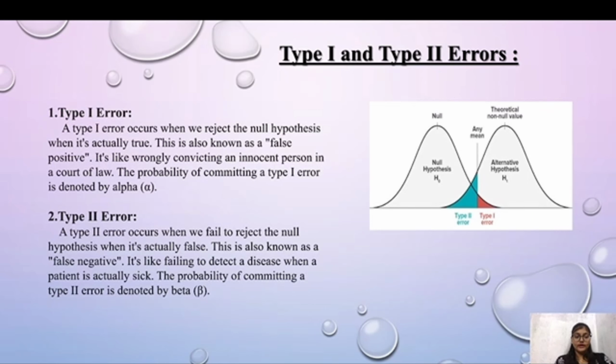Next is a type 2 error. A type 2 error occurs when we fail to reject the null hypothesis when it's actually false. This is also known as a false negative. It's like failing to detect a disease when a patient is actually sick. The probability of committing a type 2 error is denoted by beta.